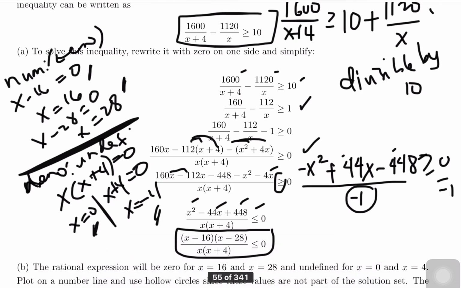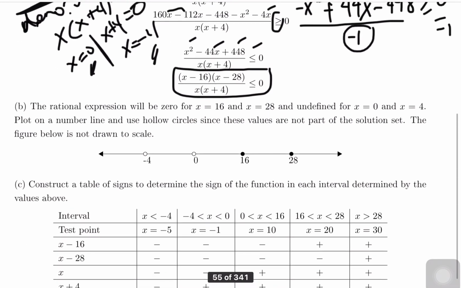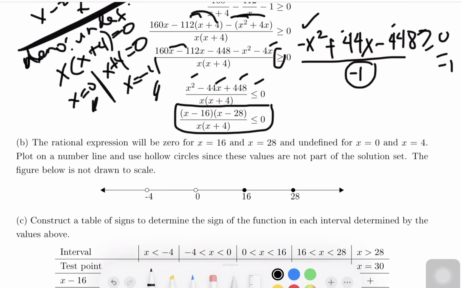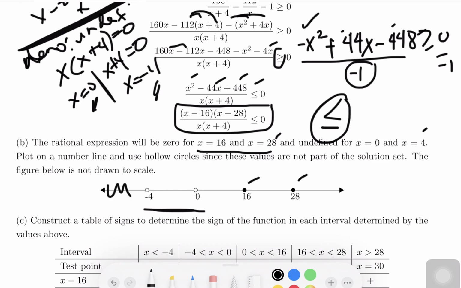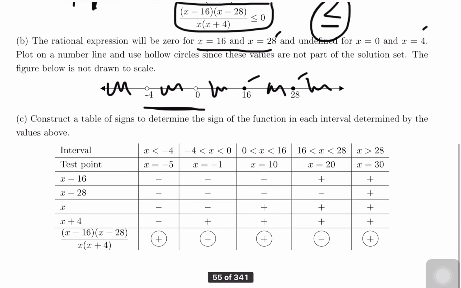So, we have quite a lot of intervals. Look at this. These are the results. We have 16 and 28 for the zeros and undefined values 0 and negative 4. So, arrange them or plot them on the number line. Since these are from the denominator, they are hollow. And since our inequality uses less than or equal, the numerator values are shaded. Okay, shaded. So, we now have 5 intervals. So, make your table.